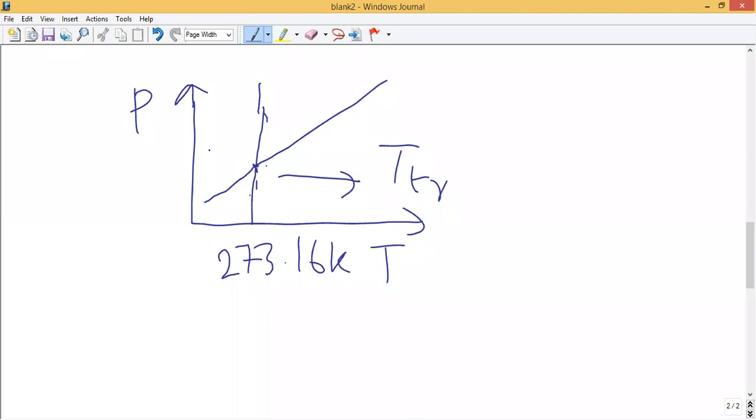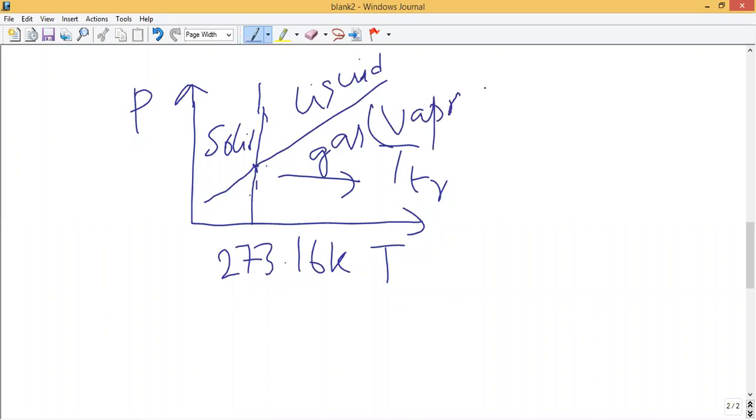That means solid, liquid, and gas. Okay. Water in gas form means vapor. Okay. So at that point, all three thermometers will give the same temperature.